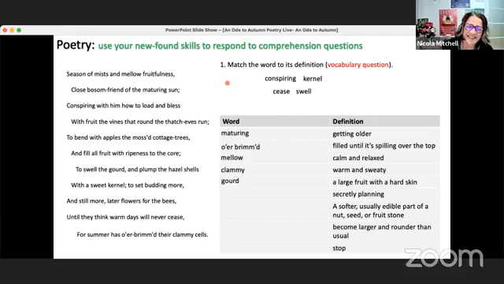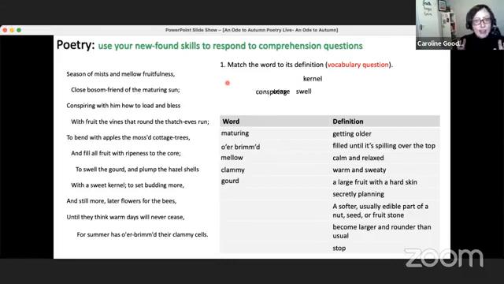Okay, next one is gourd, a large fruit with a hard skin. But I often think that could actually be when this fruit is dry as well. It doesn't have to be when there's actually fruit within the skin of it, if that makes sense. Conspiring is secretly planning. Somebody's written here actually, clammy means warm and sweaty because it says summer and summer is hot. Good point, well done.